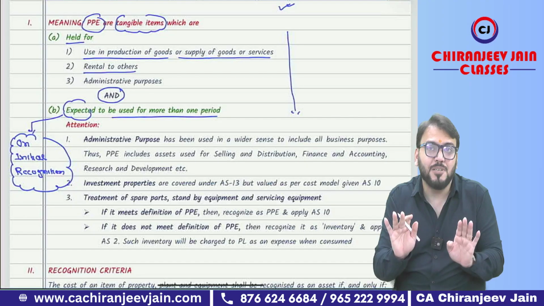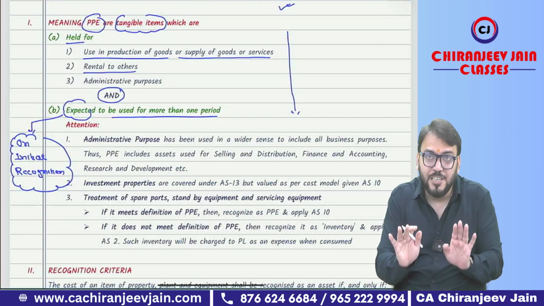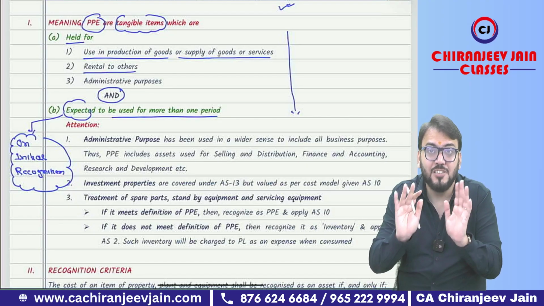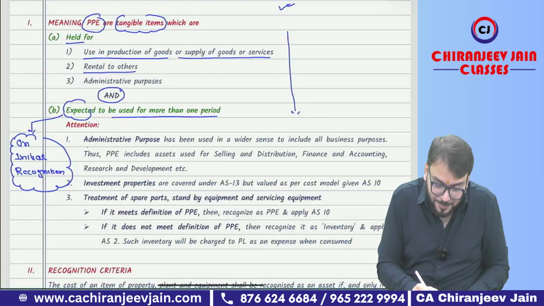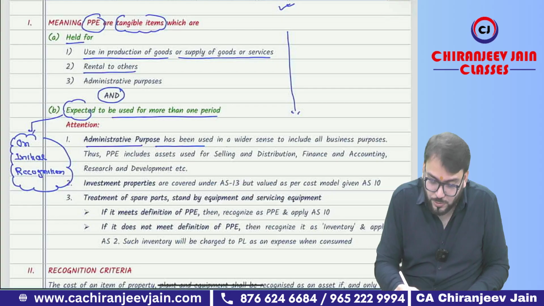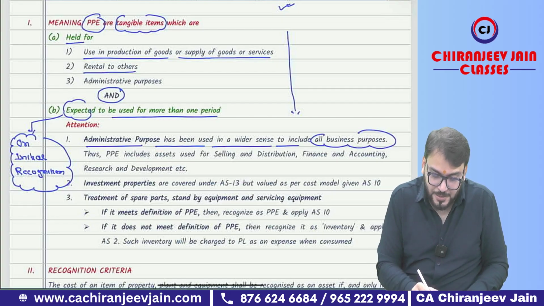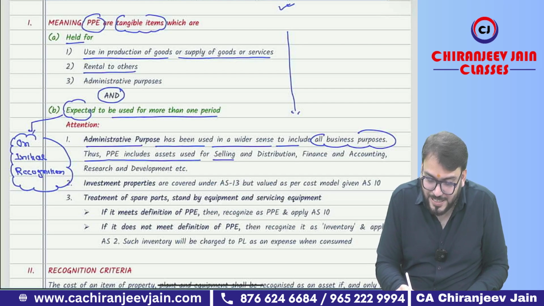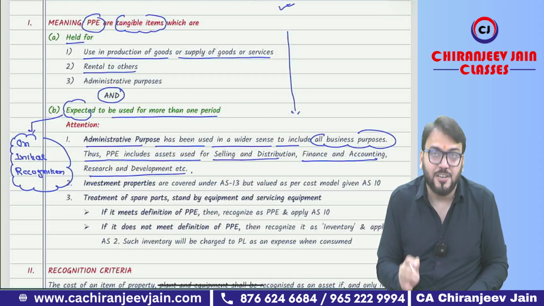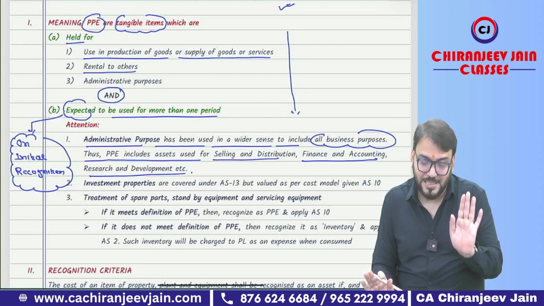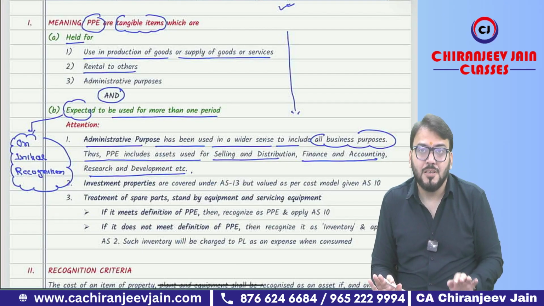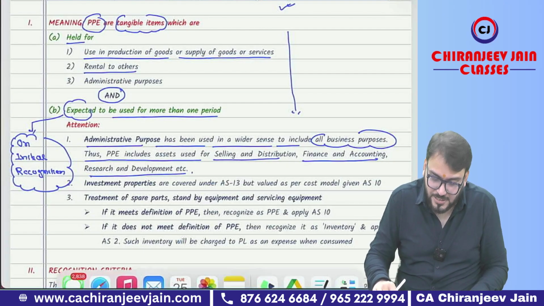So administrative purpose has been used in a wider sense to include all business purposes. Thus, PPE includes assets used for selling and distribution, finance and accounting, research and development, etc. Okay, sir. Yes, sir. Meaning you understood. Then one more clarification. Just write down.